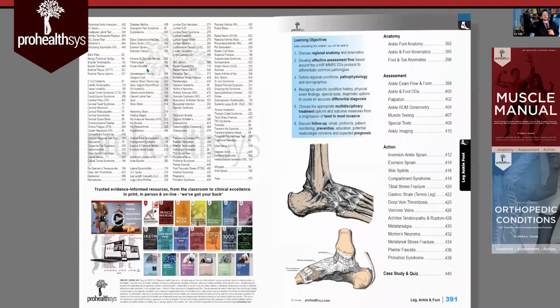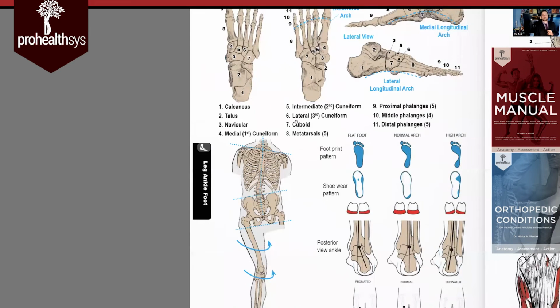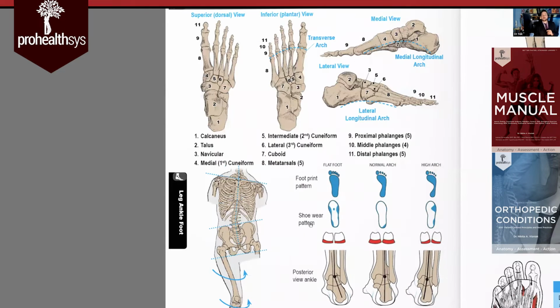Okay, so how do we start? Of course, we would start off with our basic anatomy, reminding ourselves of the bony orientation of the phalanges, of the metatarsals, of the tarsals themselves, the medial and lateral longitudinal arches, the transverse arch, right? We would go ahead and quiz ourselves if we wanted to by just covering up 1 through 11 and then say, what is this? What is this? What is this? Great review to go over the basic anatomy.